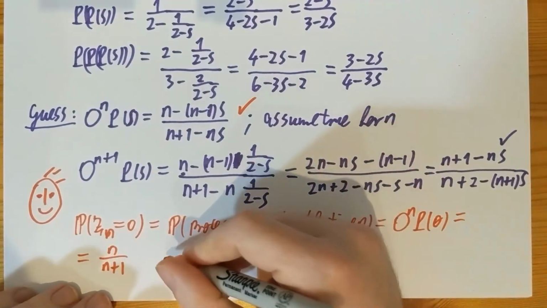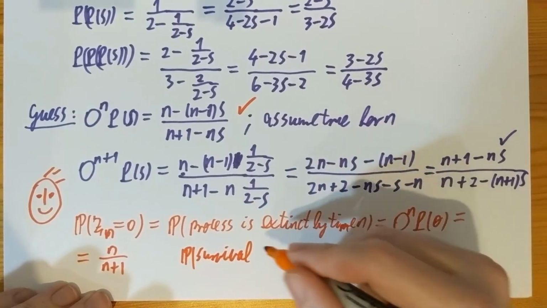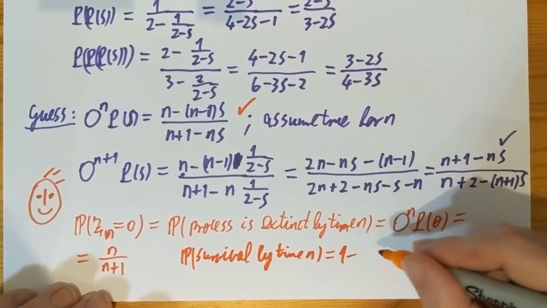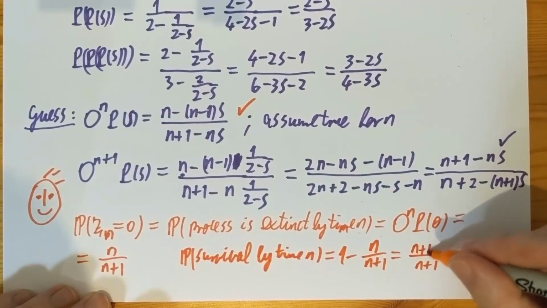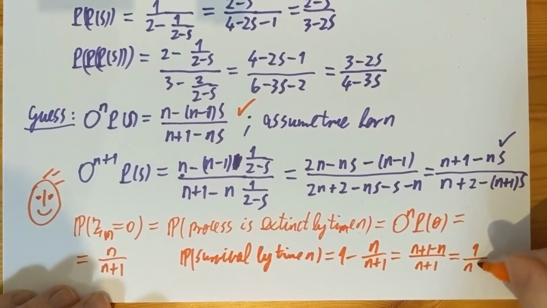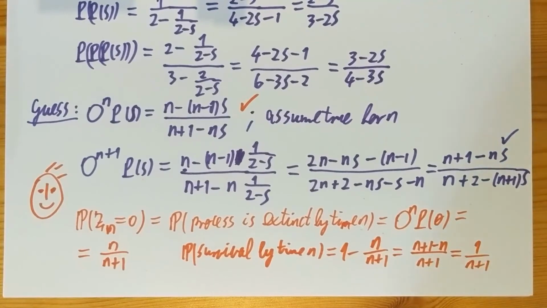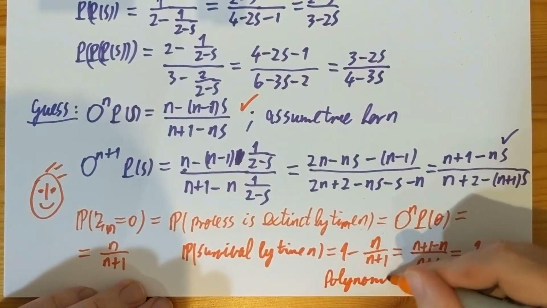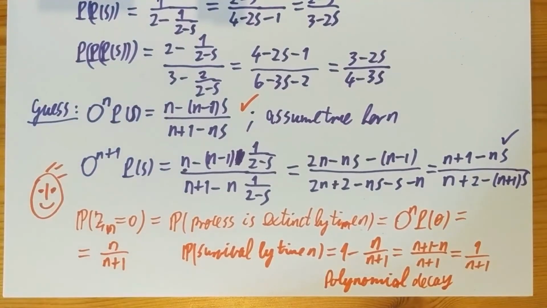The probability of survival by at least time n is of course 1 minus this, which is n plus 1 minus n over n plus 1, or 1 over n plus 1. So the probability that the process has not died out by time n goes like 1 over n plus 1. It's a polynomial decay. It is going to 0. The process will eventually get extinct.